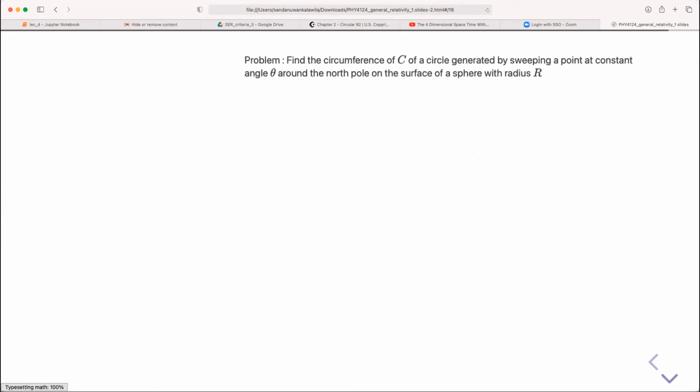Right. Now let's look at an example. Keep that in mind. Find the circumference C of a circle generated by sweeping a point at a constant angle theta around the North Pole on the surface of a sphere with radius r. Here is the diagram. I would like all of you to work on this problem and come up with an answer. This is already posted in your notes, but I would like you to do it by hand and send it to me as an assignment.